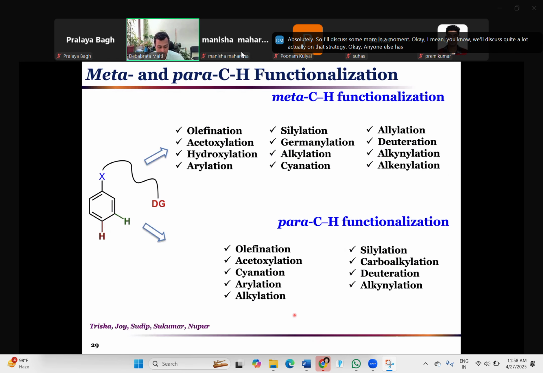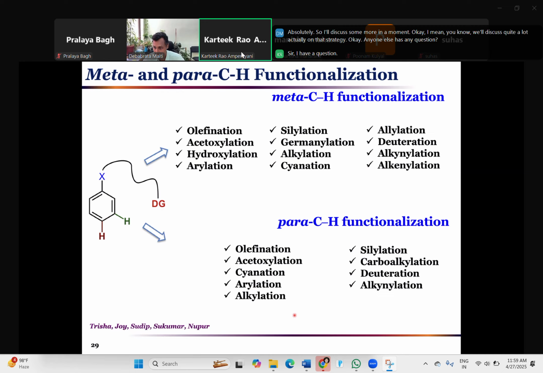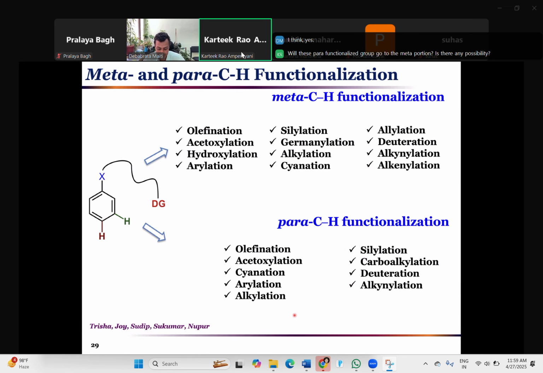Anyone else has any question? Sir, I have a question. Karthik, yes. If the para position has any other group, will this para functionalization group go to the meta position? Is there any possibility? Yes, there is possibility, because meta and para are very close by.